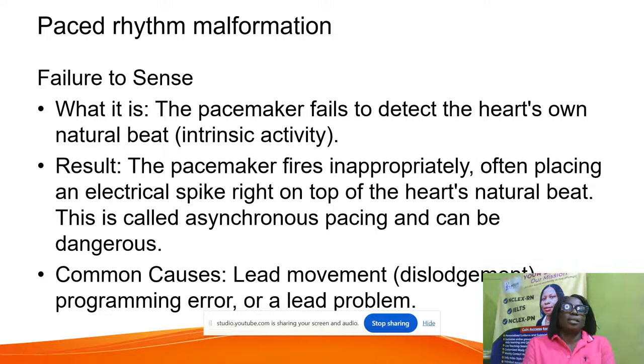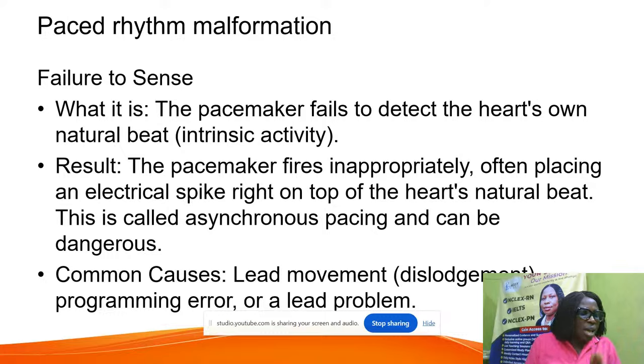What is failure to sense? The pacemaker that is installed or placed in the heart fails to detect the heart's own natural beat. Like you now see the pacemaker, it doesn't wait to deliver at the right time. It just fires inappropriately, and it will not cause that spike, that spike that's supposed to be behind either of the paced areas.